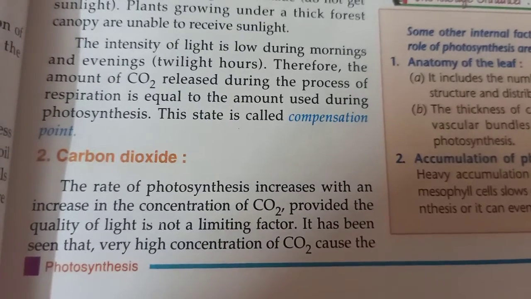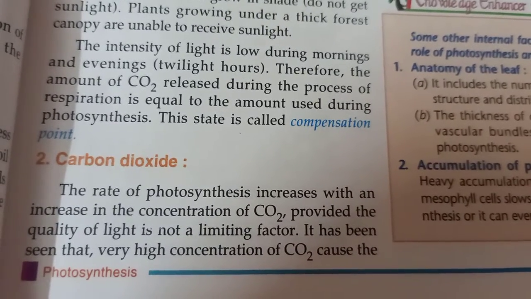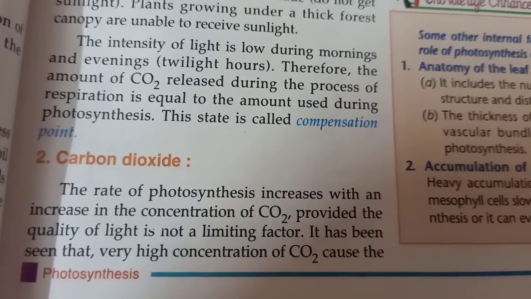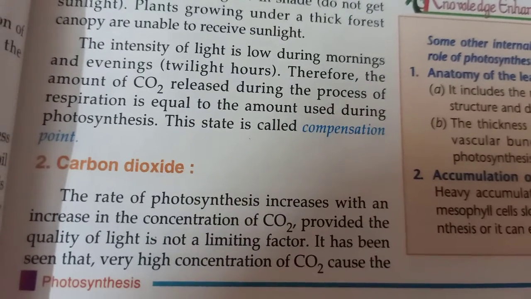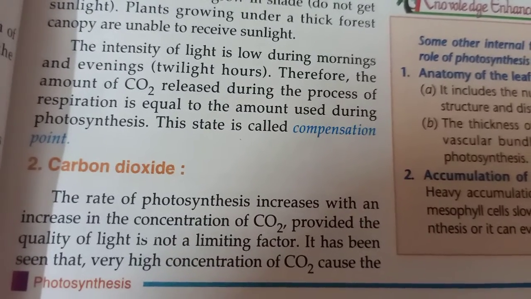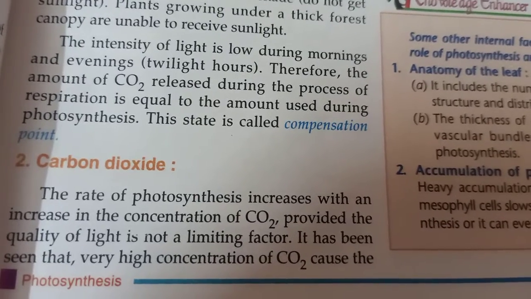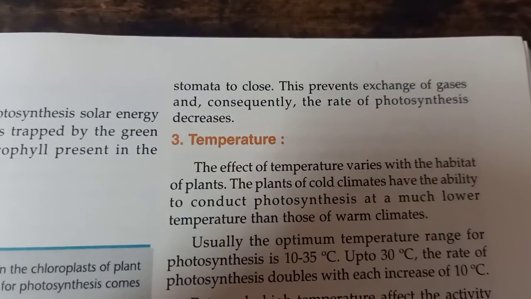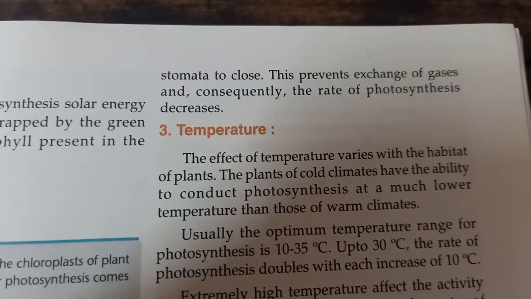The next point is carbon dioxide. The rate of photosynthesis increases with an increase in the concentration of carbon dioxide, provided light is not a limiting factor. It has been seen that a very high concentration of carbon dioxide causes the stomata to close. This prevents exchange of gases, and consequently the rate of photosynthesis decreases.